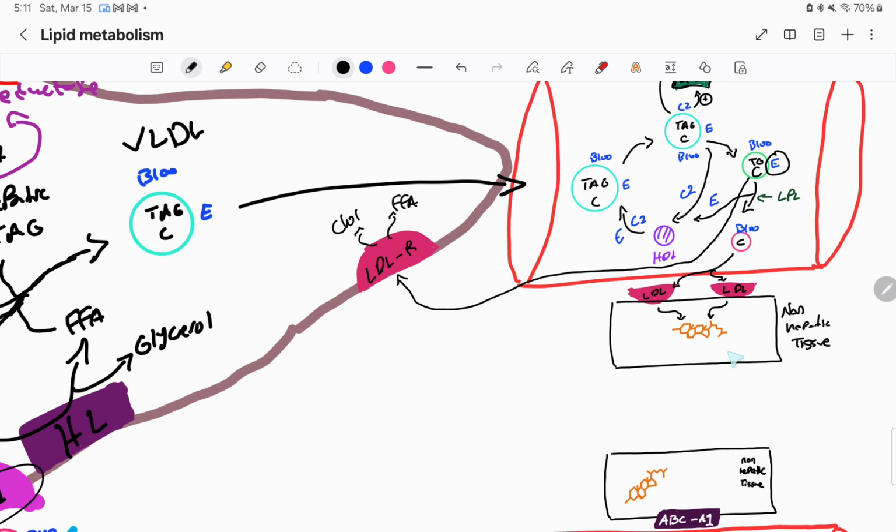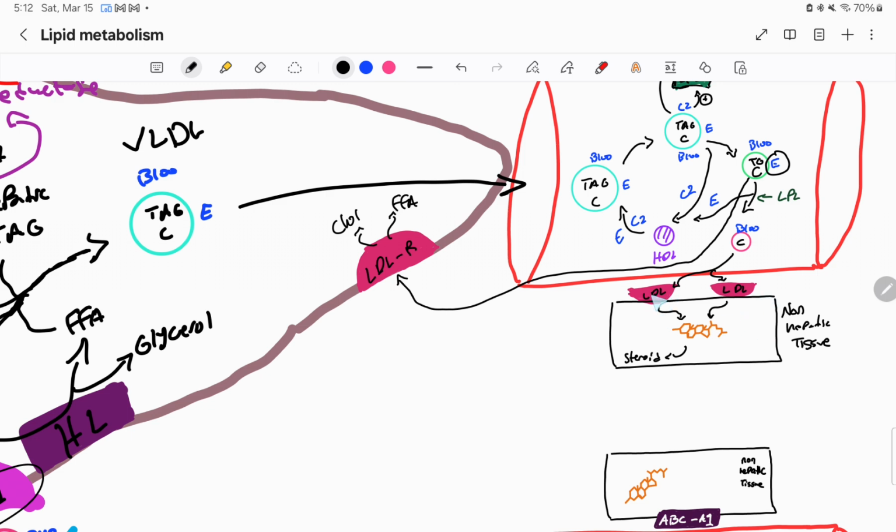Well, this could be in many places, okay? Many places that need cholesterol. For example, there are steroidogenic places like the testes, the ovaries, the adrenal glands. They can use this cholesterol to make steroid hormones, okay?